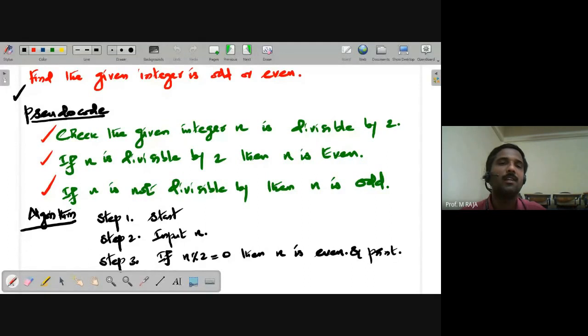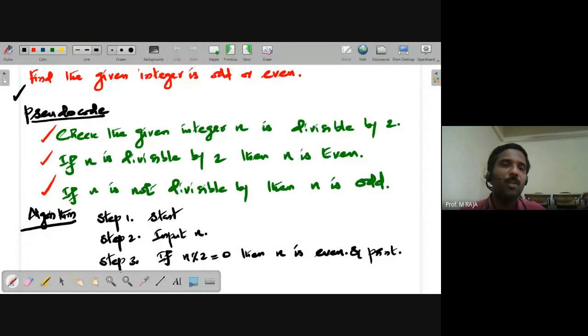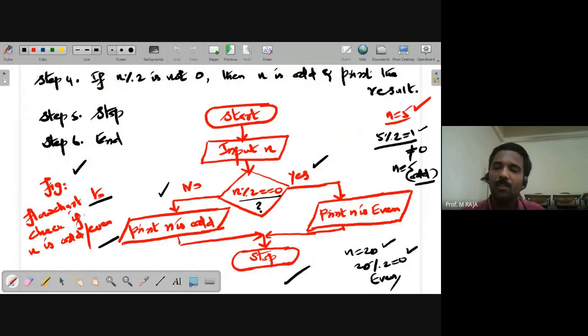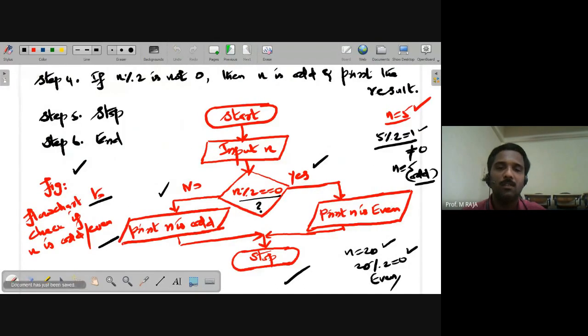So this is a way to solve the problem. At the beginning, try to write the normal English-like statements. Then you can write the algorithm, or even construct a flow chart. Then you can write the algorithm in terms of procedure: step 1, step 2, step 3, and so on, till reaching the steps stop and end. See the next example. This is the first one: checking if the given integer is odd or even.